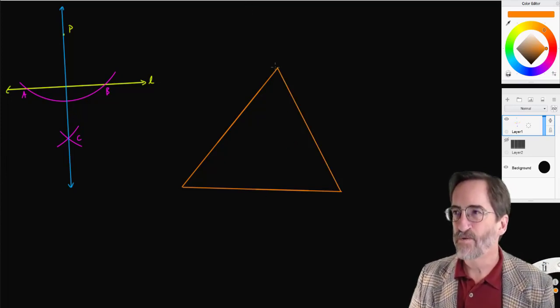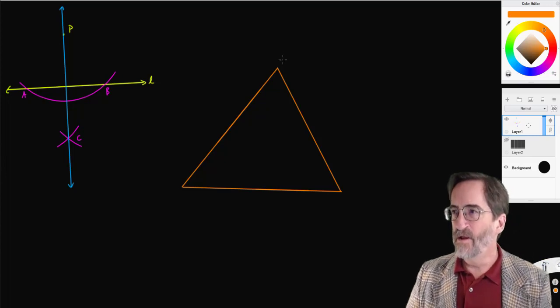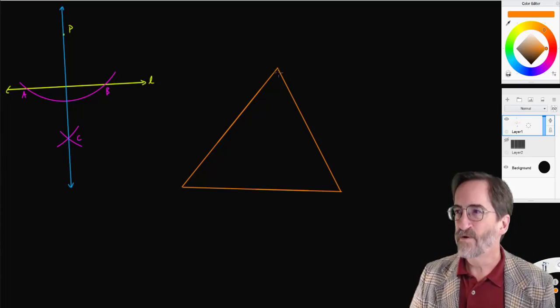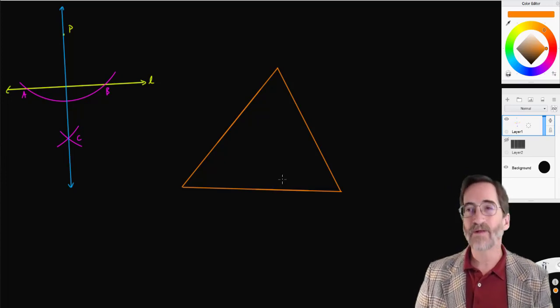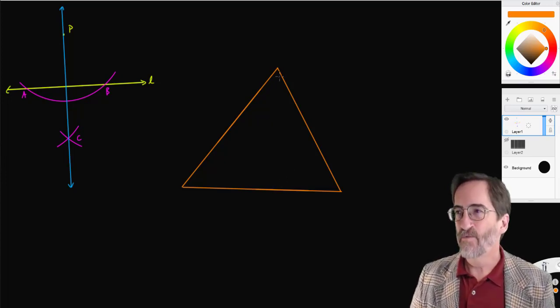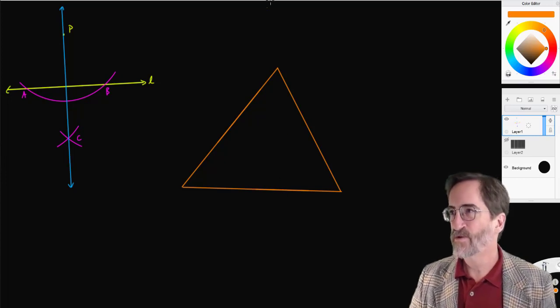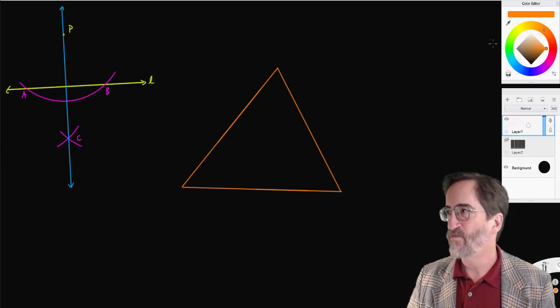The altitude is a line connecting a vertex to the opposite side, but at a right angle to the opposite side. When we did medians, it was connecting the vertex to the midpoint. In this case, we're connecting the vertex with the opposite side at a right angle, so it's not necessarily going to go through the midpoint.